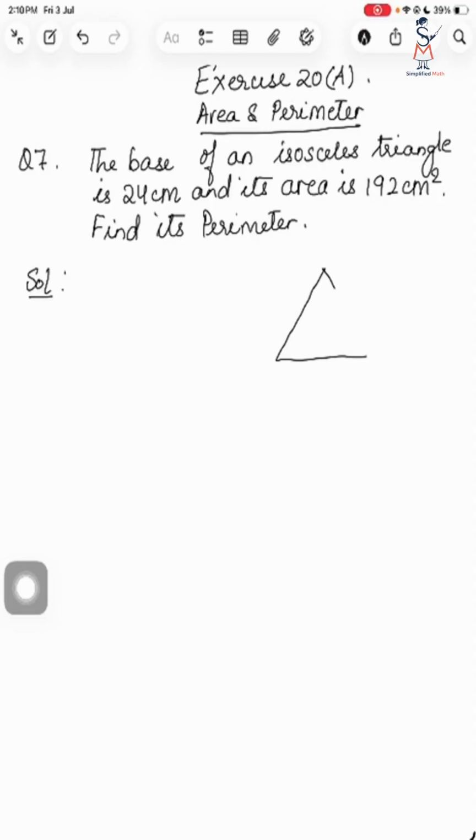This is an isosceles triangle. This is the base of the isosceles triangle, that is the unequal side. These are the equal sides. Let it be A, B, C. Now if we find the unequal side, we can find the perimeter of the triangle, because perimeter is the sum of all the sides. So now what is given to us?